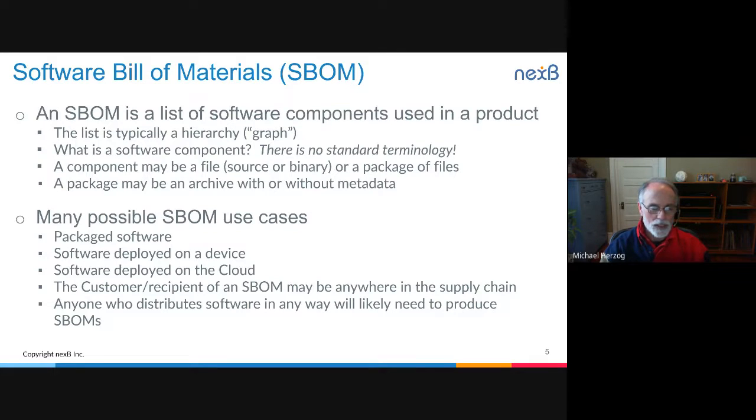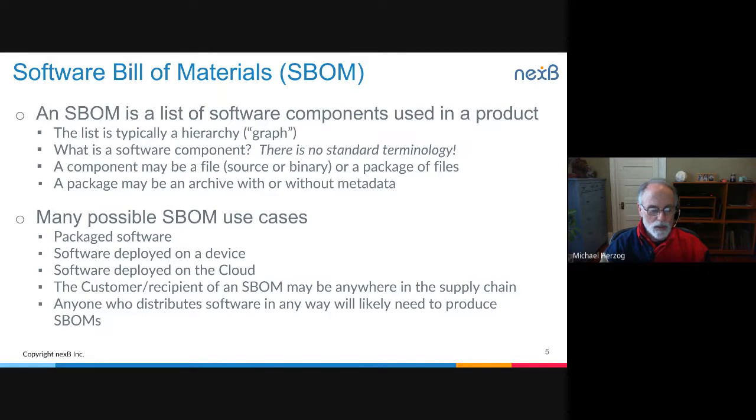And it's important to know that it's a customer-supplier relationship. There are customers or recipients of an SBOM anywhere in the supply chain. So most of these software supply chains, similar to hardware supply chains, have many different steps. And at each point in that process, it may be relevant to share an SBOM with whoever is your customer in that supply chain. So what that really means is that anyone who distributes software in any way will likely need to produce an SBOM at some time.